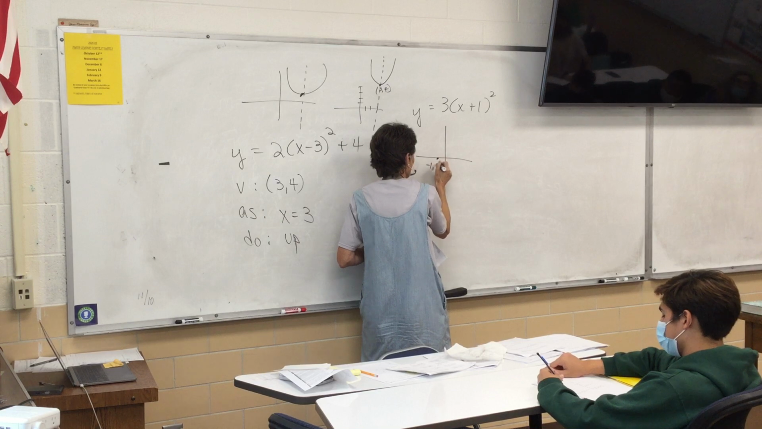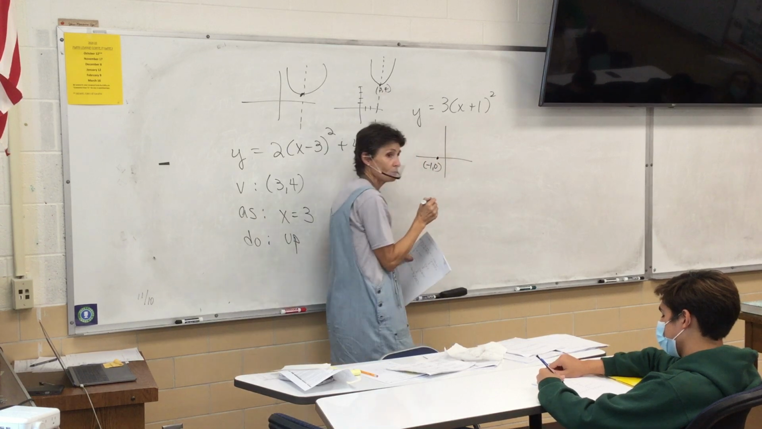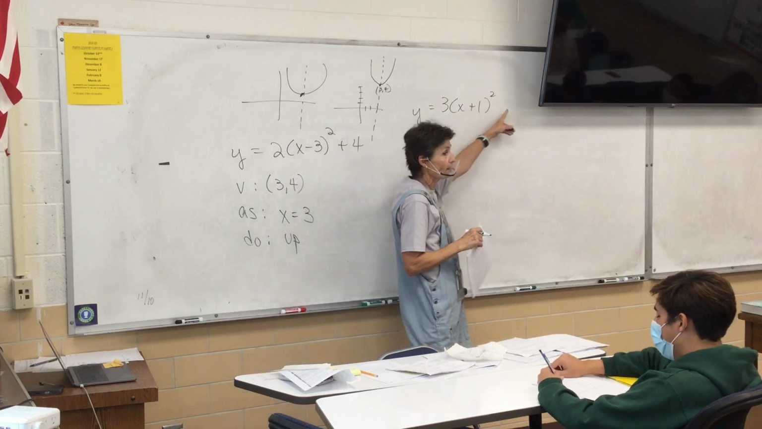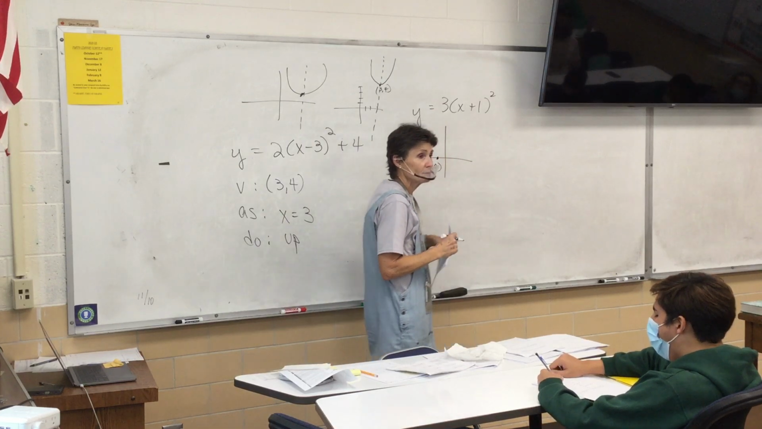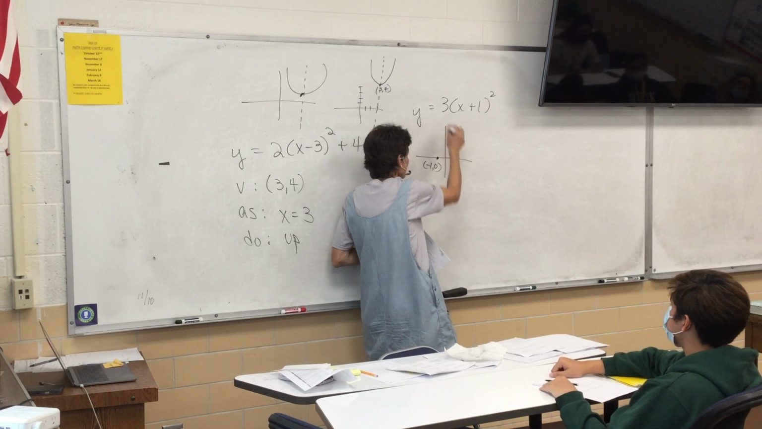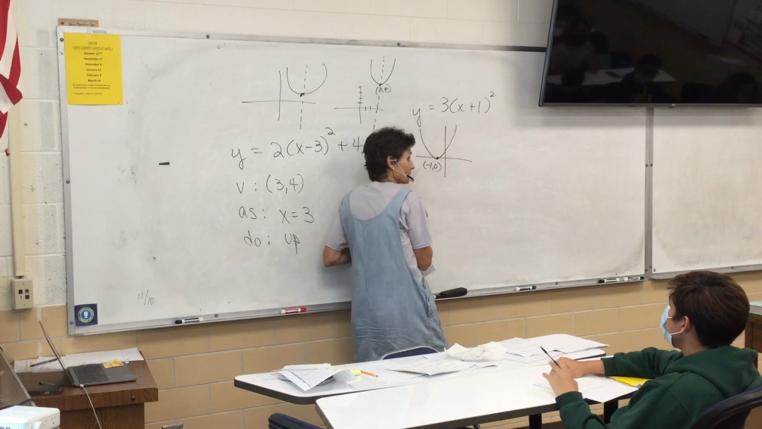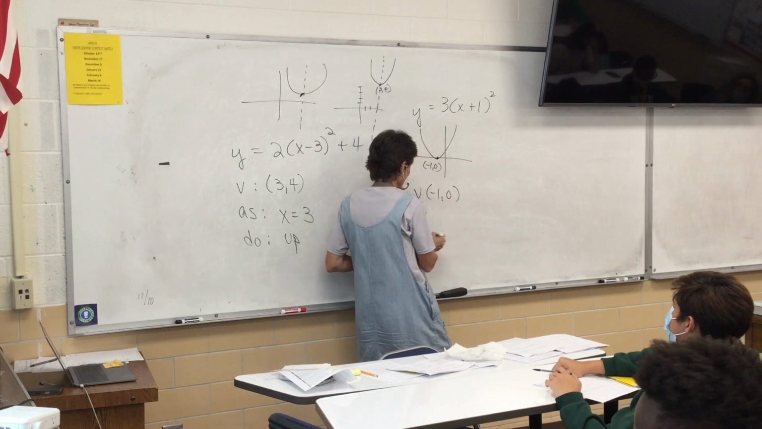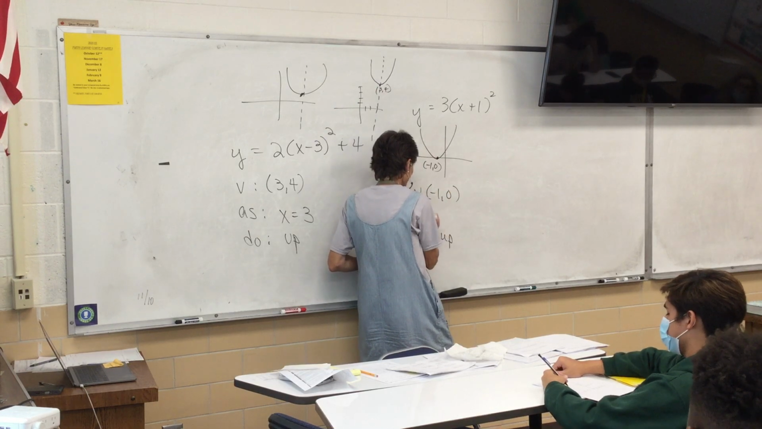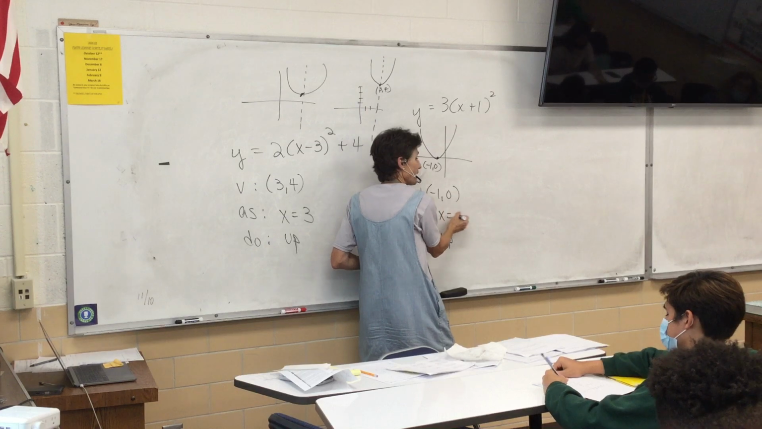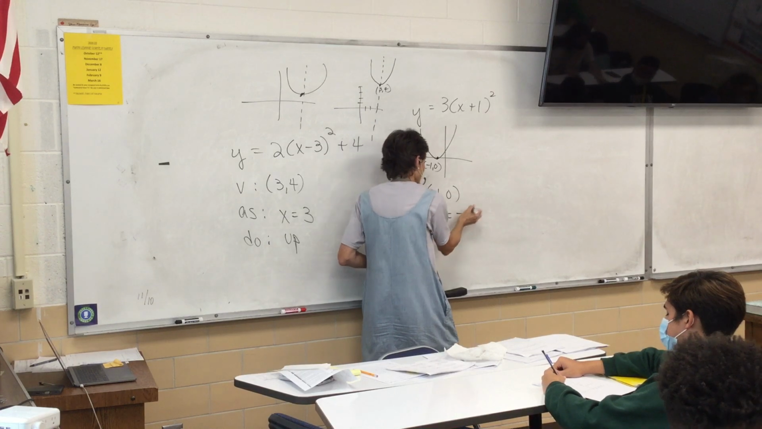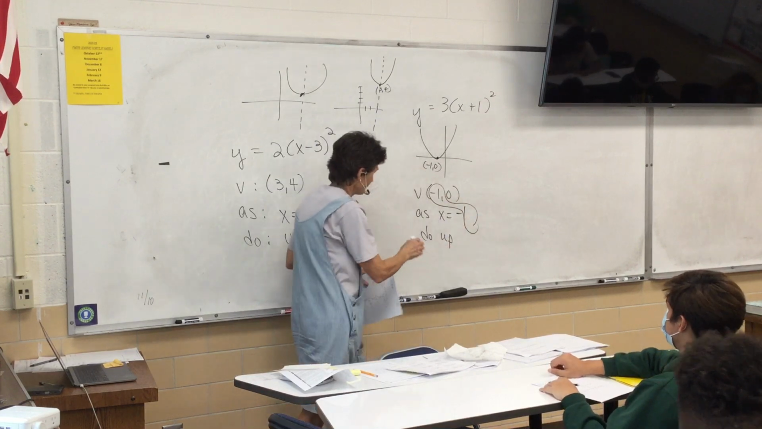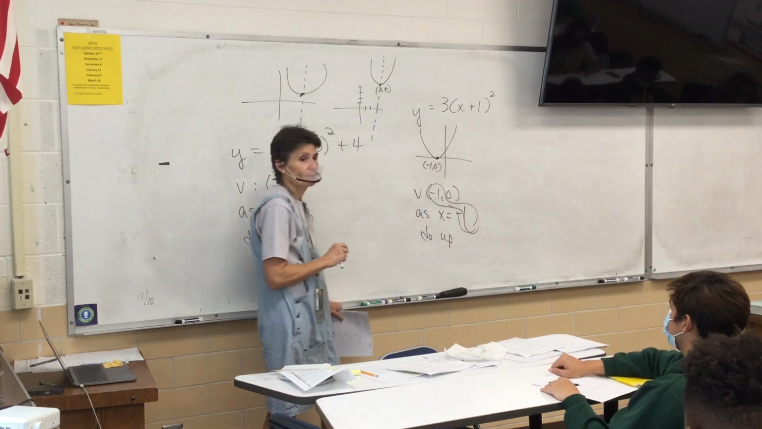Left one. Now, is it going up or down or anything? I mean, is it moving up or down? No, because there's no number on the end. That's a positive, so it opens up. So our vertex is -1, 0. Our direction of opening is up. What's our axis of symmetry? X equals -1. These always match.